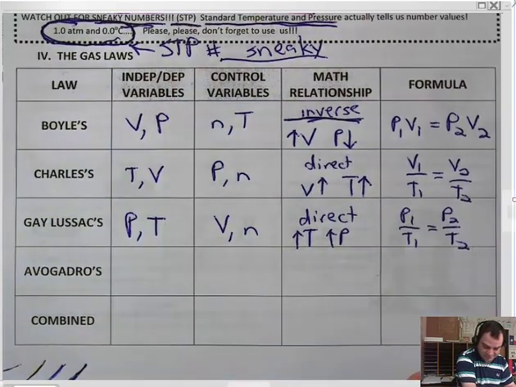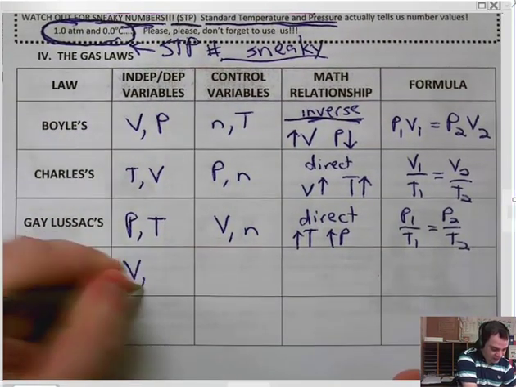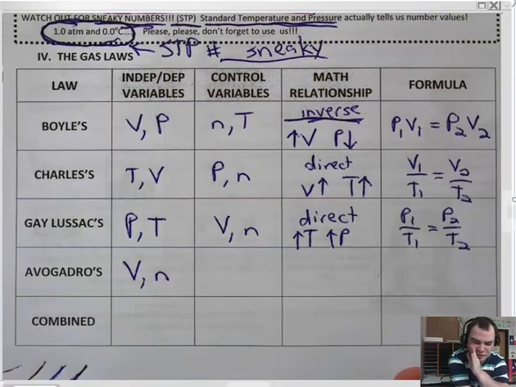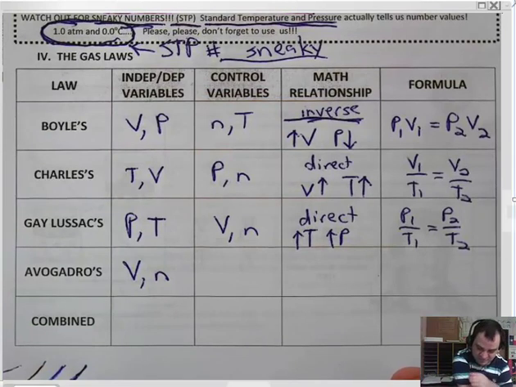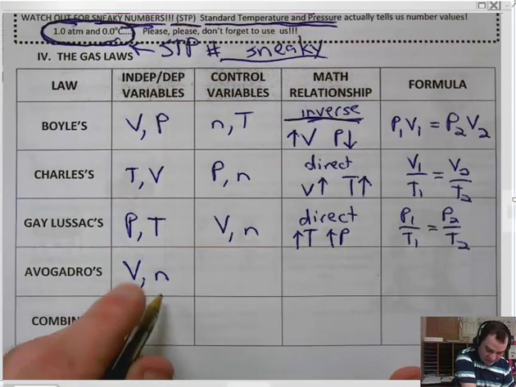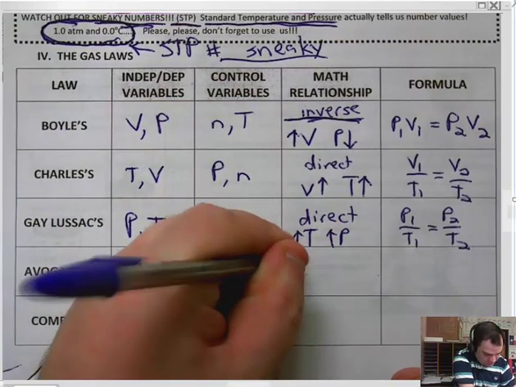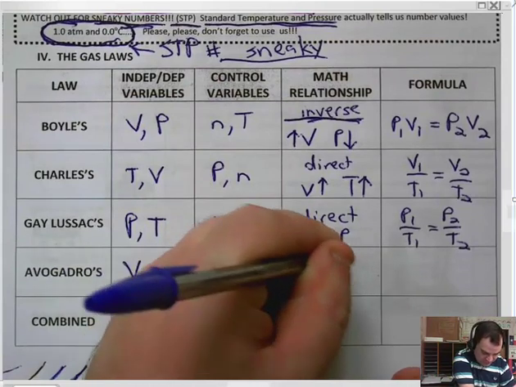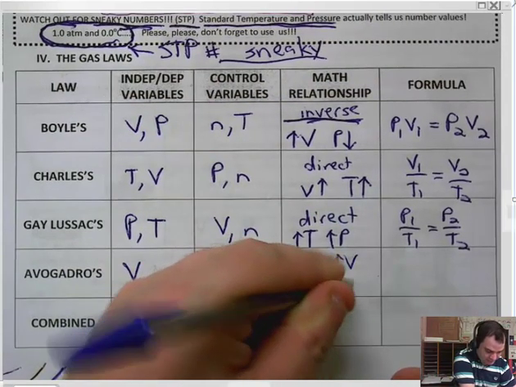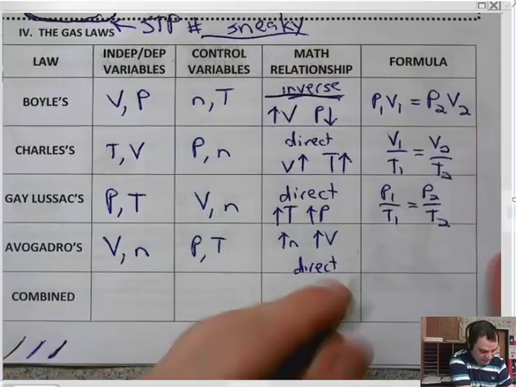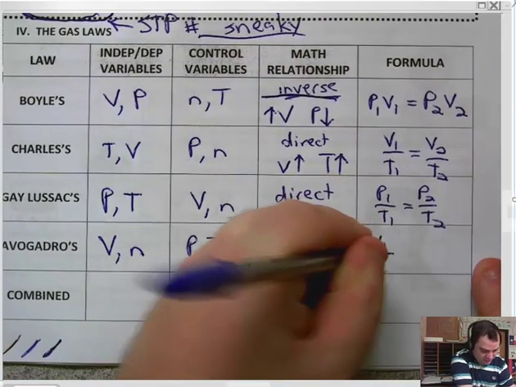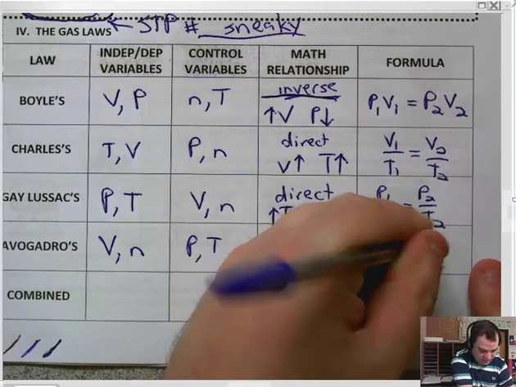Then we got Avogadro's law. He was the one that did V and N. Remember he came up with that 6.022 times 10 to the 23rd number? Oh yeah, he did that. Avogadro, 6.022 times 10 to the 23rd. So he would study V's and N's. So he kept his P's and T's constant. And if the N went up, the V went up. That was also a direct relationship. So his equation is also a proportion. V1 over N1 equals V2 over N2.